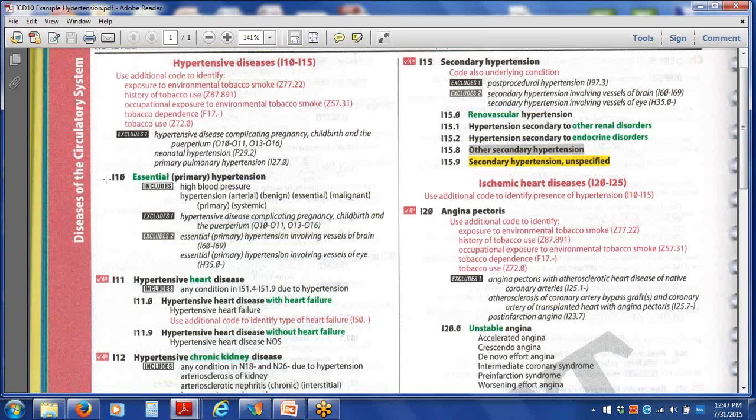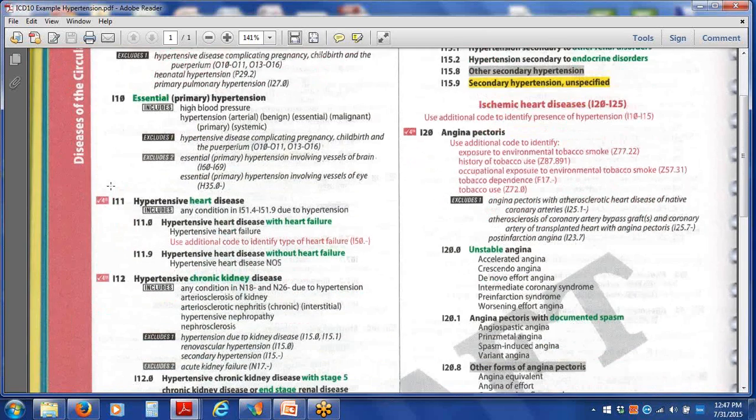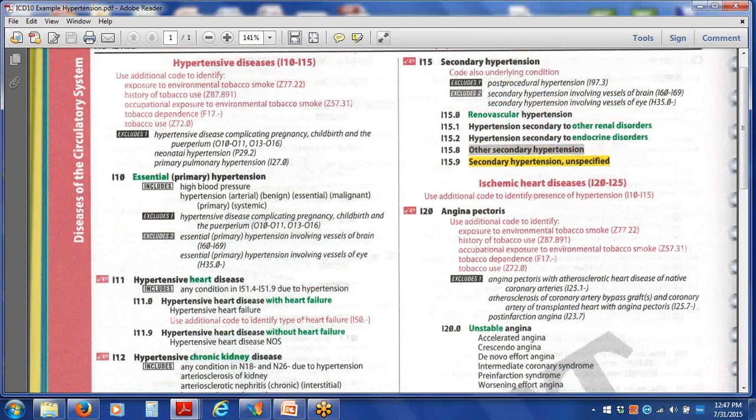And this particular code does not tell us, there's nothing next to it, which means it does not have to be coded out any farther than the 3-digit code. However, if the hypertension is a secondary hypertension, not primary, meaning secondary to another procedure, you have I15, but this will tell you that you have to be more specific, you need to know what it's related to, other renal disorders, endocrine disorders, and so on and so forth.